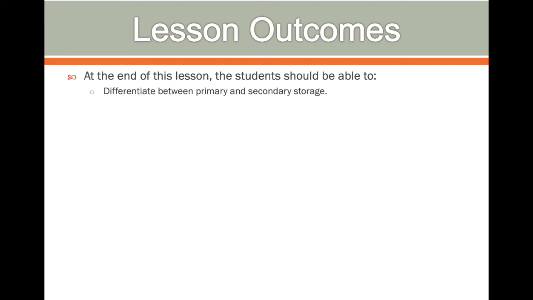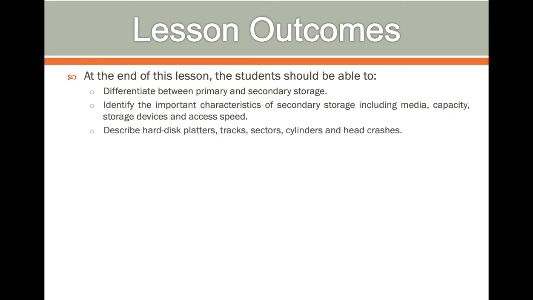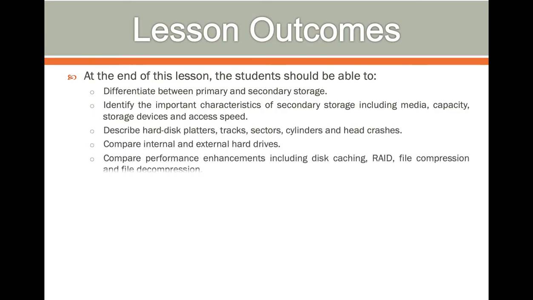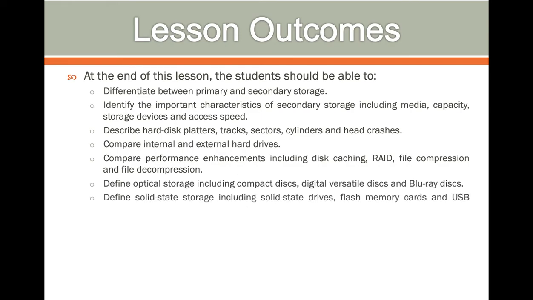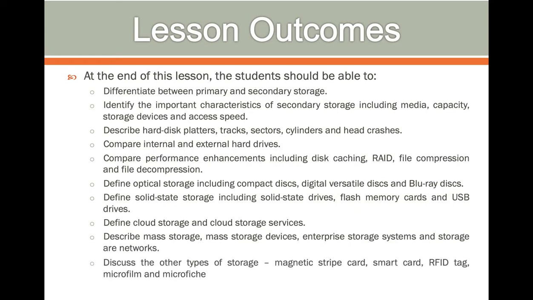At the end of this lesson, the students should be able to differentiate between primary and secondary storage, identify the important characteristics of secondary storage including media, capacity, storage devices and access speed, describe hard disk platters, tracks, sectors, cylinders and head crash, compare internal and external hard drives, compare performance enhancements including disk caching, RAID, file compression and file decompression. Define optical storage including compact disc, digital video disc, and Blu-ray disc.